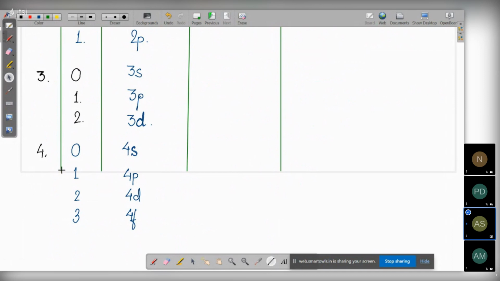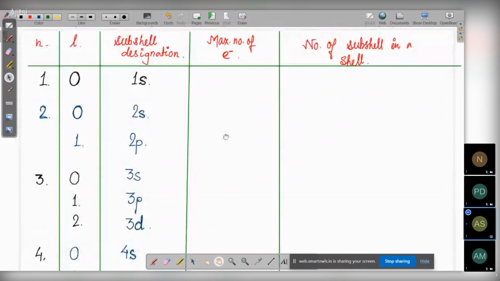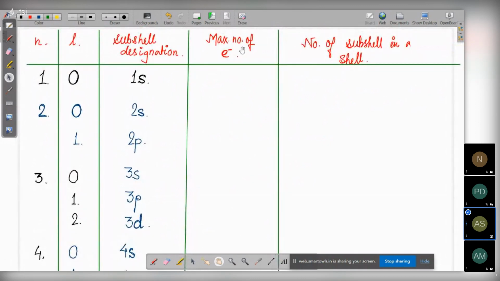So we do not call them 40 like this. We say 4s, 4p, 4d. From now onwards, we will be using these terms. When you write the electronic configuration, 1s, 2p, 3p and all these will be seen as we move on to the further part of the chapter. So now, what about the maximum number of electrons? The formula to calculate the maximum number of electrons in a subshell, let's write it over here.